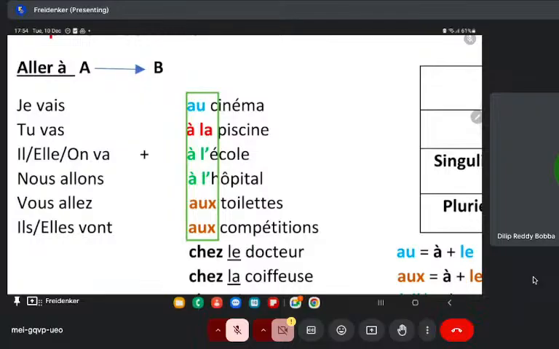Again, apostrophe. École is feminine, but it begins with a vowel, so l'apostrophe. Hôpital is masculine, but it begins with an H, so l'apostrophe. Toilettes is plural, so aux. Compétitions is plural, aux. So I'm going to the toilets, I'm going to the competitions.